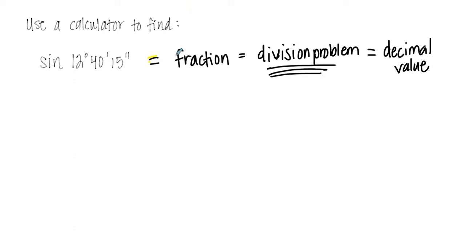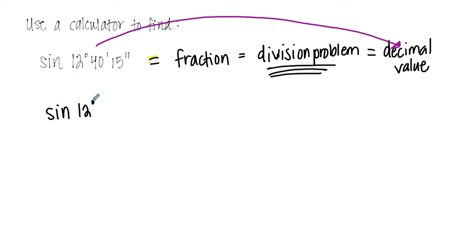So when we put this in, our calculator is going to go from here to there. It's not going to show us the process of the fraction, the division problem, and then giving us a decimal. It just gives us the decimal value. Sometimes we can lose sight of that. So we've got the sine of 12 degrees, 40 minutes, and 15 seconds.